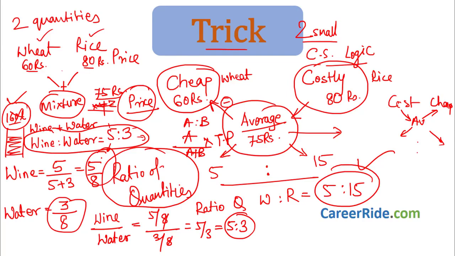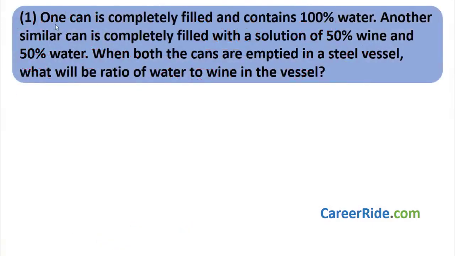Let's see question number 1. One can is completely filled and contains 100% water. Another similar can is completely filled with a solution of 50% wine and 50% water. When both the cans are emptied in a steel vessel, what will be the ratio of water to wine in the vessel? This is very easy, we can solve by common logic.